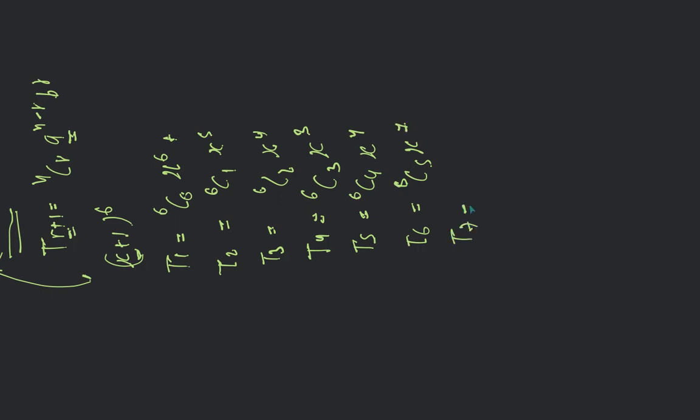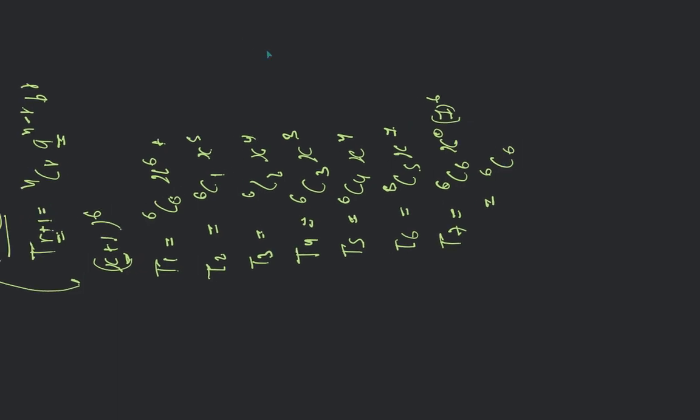Now talking about the last part, that is 6C6. How can we get the seventh term? In place of r we put 6, so we get 6C6 into x to the power 0 and 1 to the power 6. Again, this is nothing but 6C6.